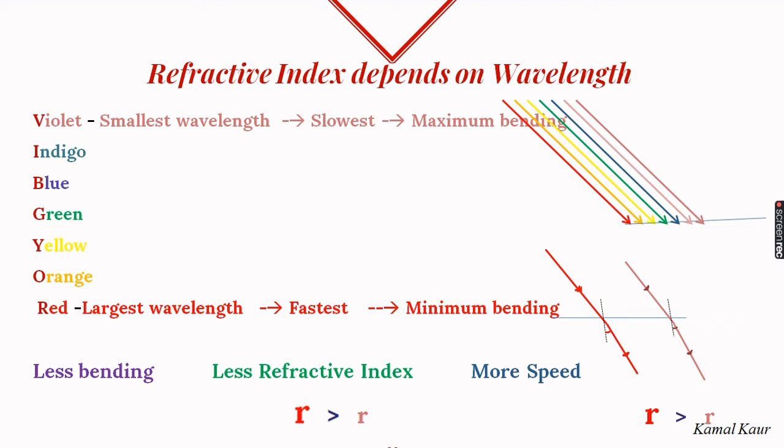The third factor on which refractive index depends is temperature. So the more the temperature, the faster the rays will travel. As a result, the lesser will be the refractive index.